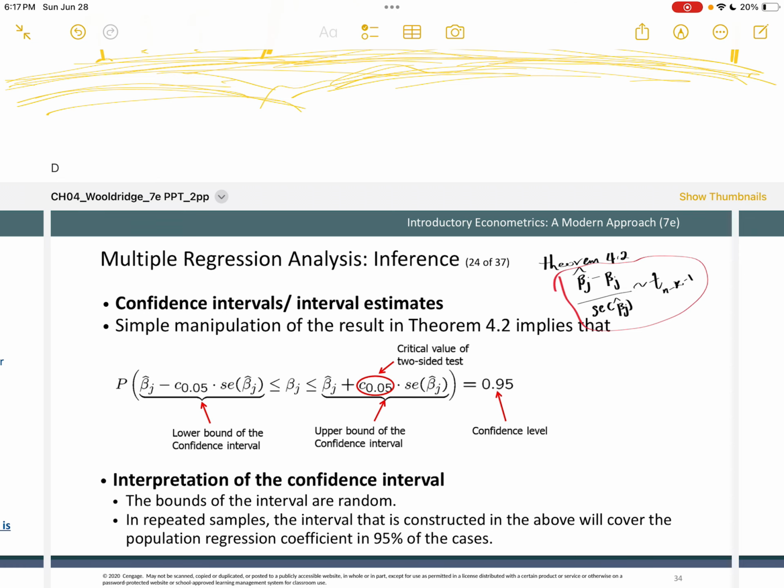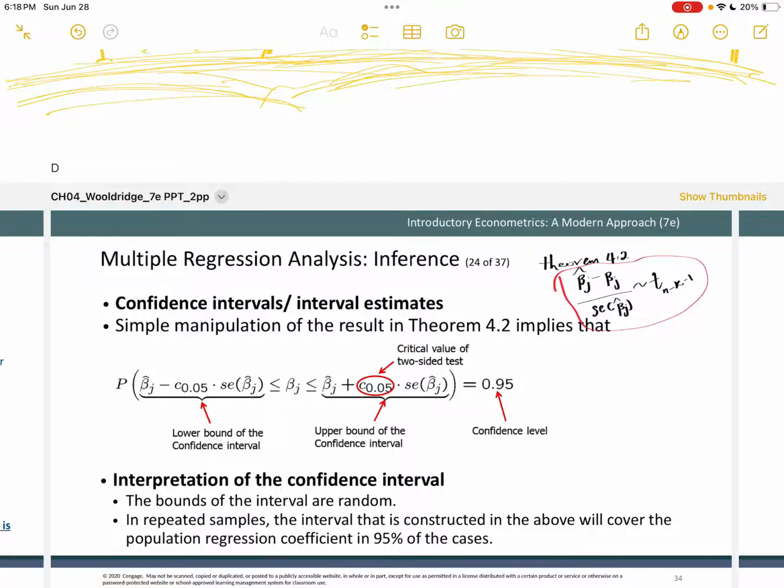Okay, so from theorem 4.2, I repeated it up here for convenience. We have beta hat j minus beta j divided by the standard error of beta hat j, and we are saying that follows the t distribution. So how do we manipulate this? Well, if you notice, the standard error is multiplied by the critical value, and on one side all that is subtracted from the estimated beta, and on the other side all that is added to the estimated beta, right? So that's how it was manipulated.